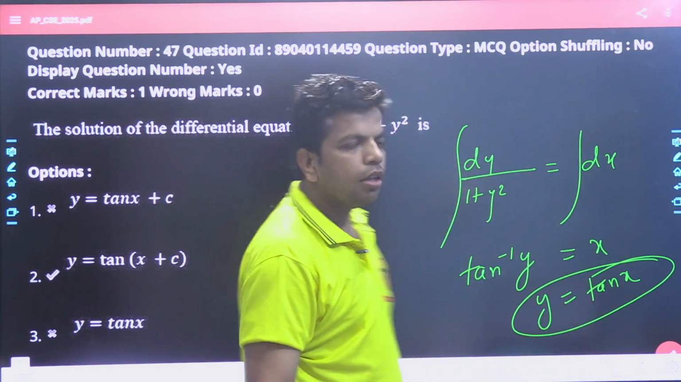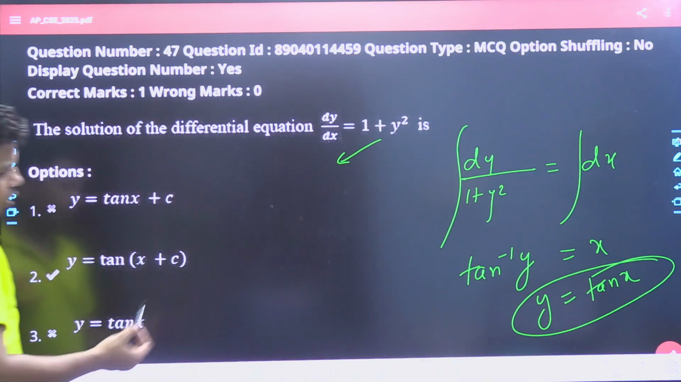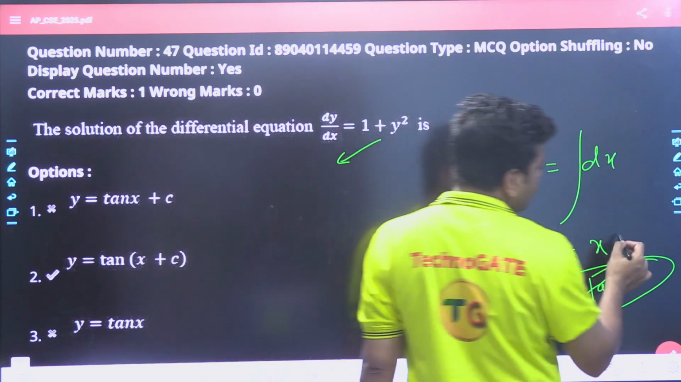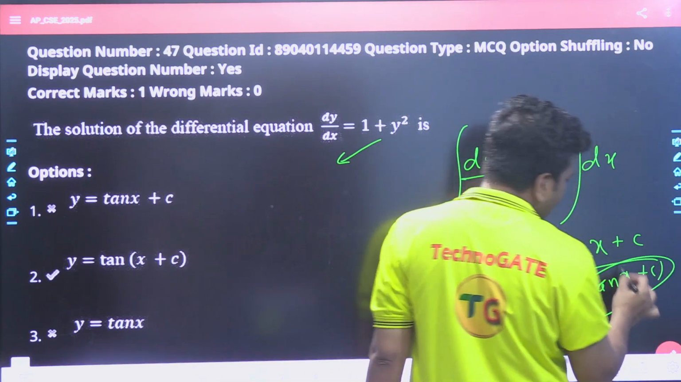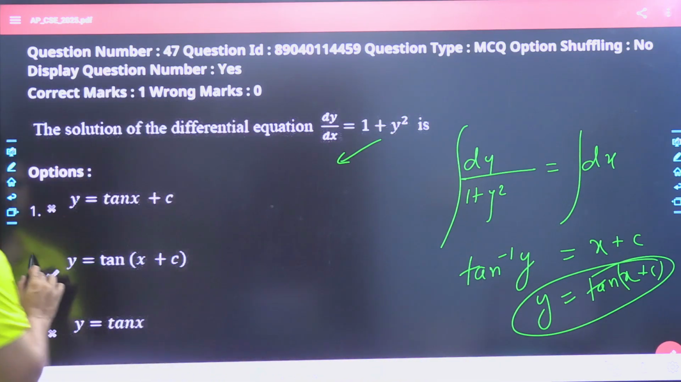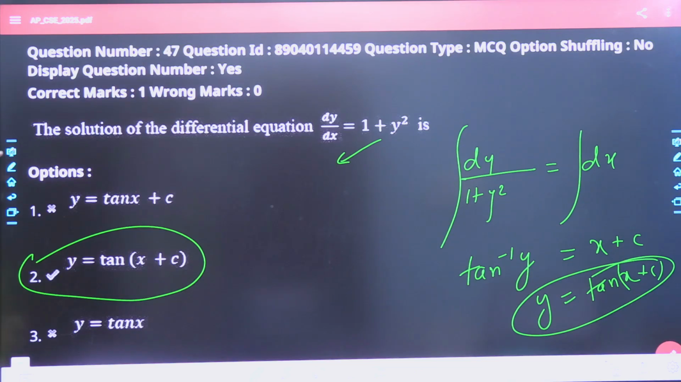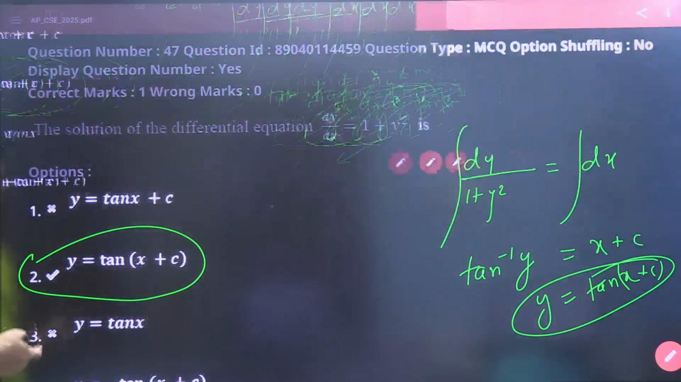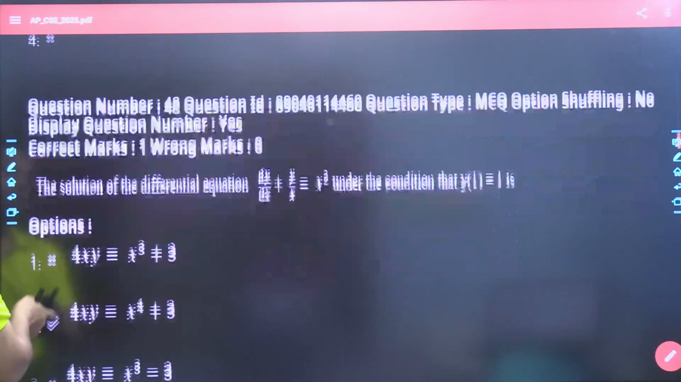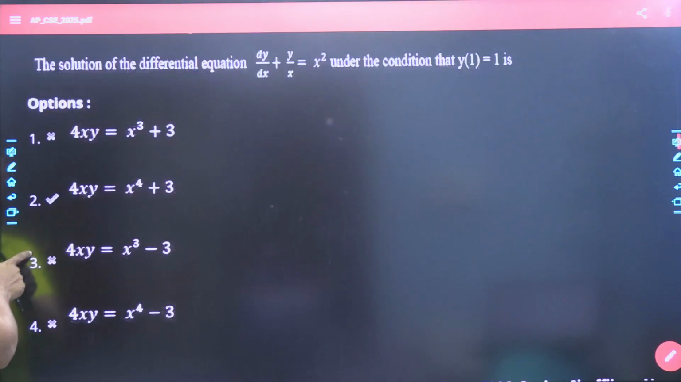When you are doing the integration, definitely you need to add some constant, so you can add constant c. So you can go with the second answer. So y equals tan x, but you need to add a certain constant, so that's why c is your answer. Question number 40.